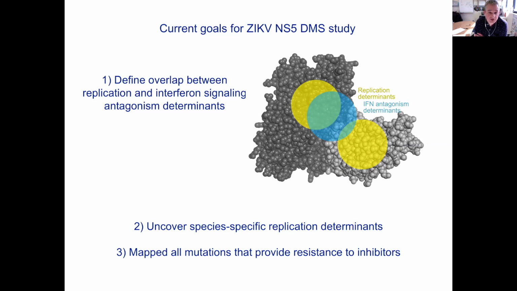We want to do a similar insect and mammalian cell screen of our DMS libraries to look for NS5 species-specific replication determinants. And of course, now with the AViD grant, we're interested in mapping how mutations can provide resistance to inhibitors. The other targets that we're interested in, again, are like the capsid protein and the NS2B3 protease are definitely in the same sort of pipeline as that.